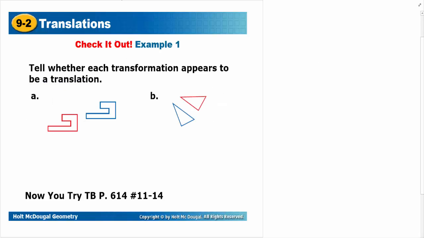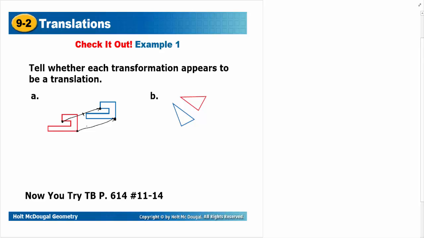Example 1, very similar to 9.1. We are going to tell whether each transformation appears to be a translation or not. So again, what we're trying to do here is see if it moves the same direction and the same distance. What you would have to be able to do here is take any points. It doesn't matter. I'm showing you a couple examples of points here. But again, I take any line segment. I put arrows to show direction, but these are line segments.